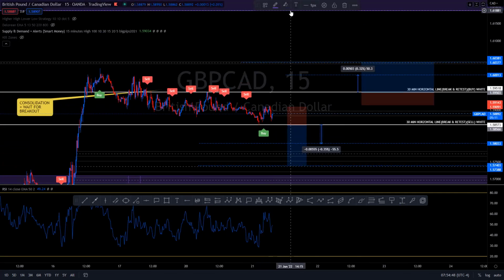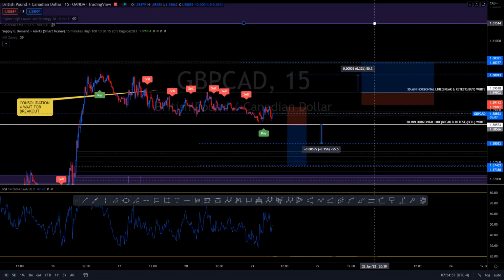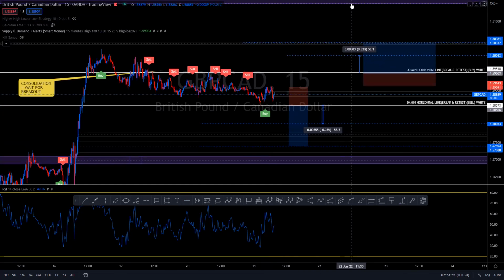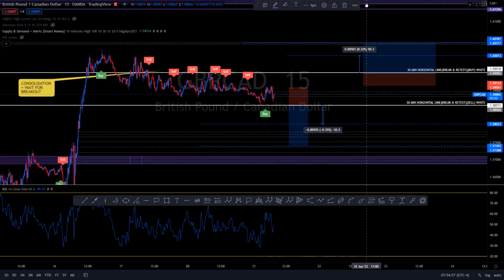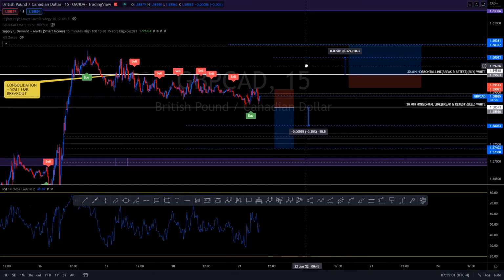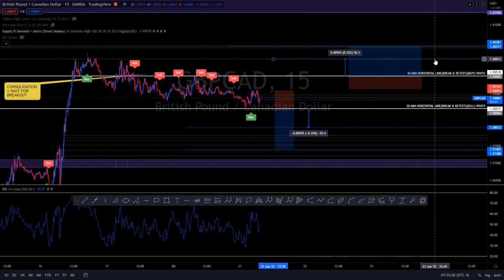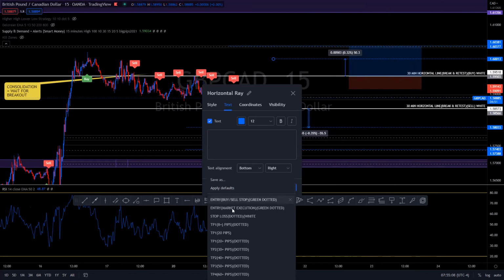You still got the zone up here. So, you know, I just think that price will drive all the way to the zone, but we'll see. So that is my thought process. So then what I'm going to do is label these take profit zones here.